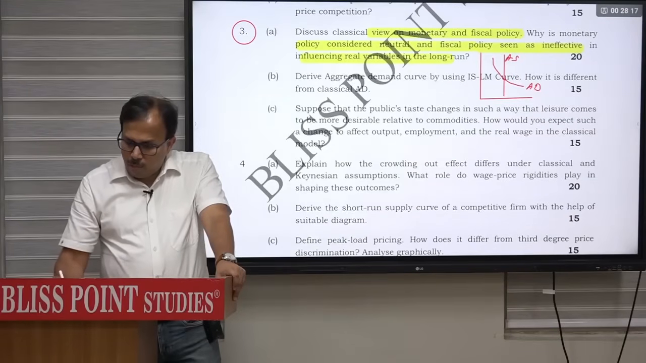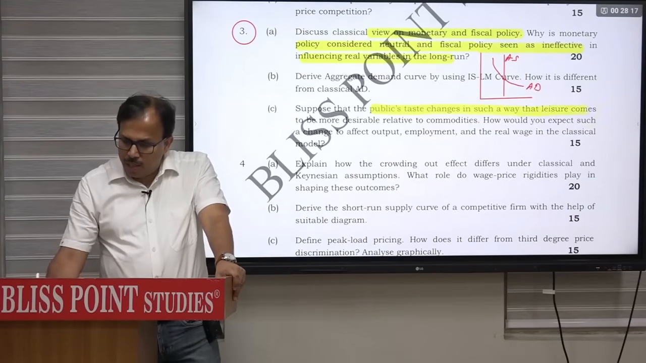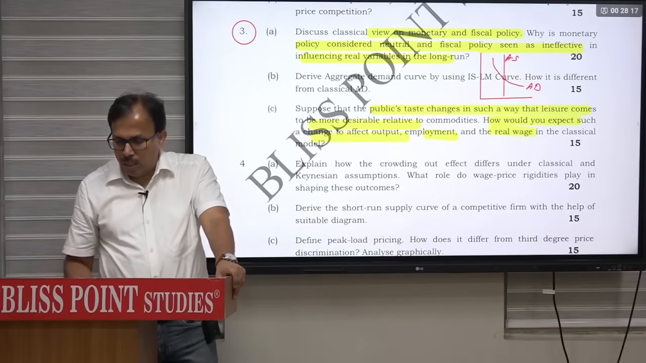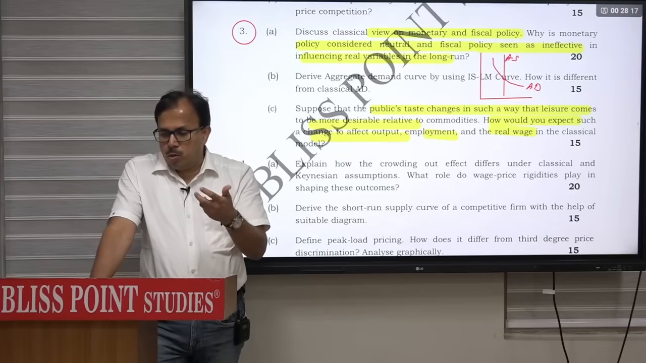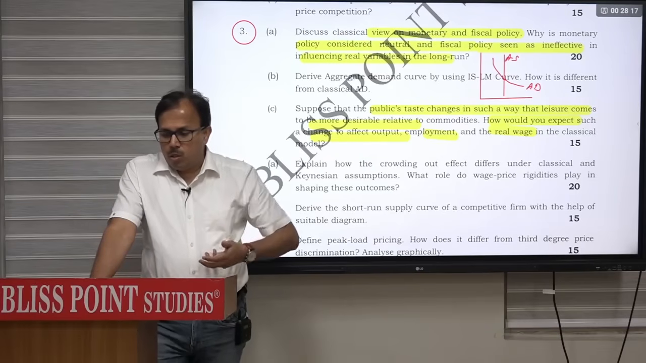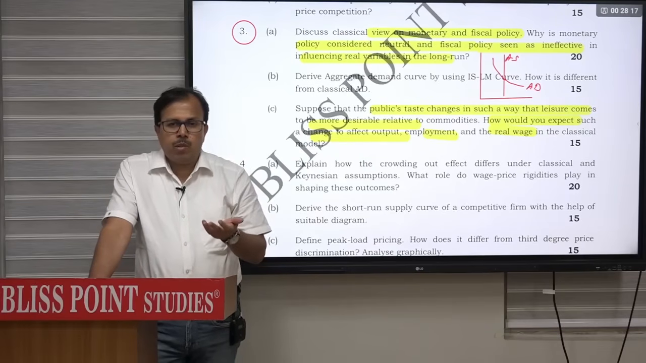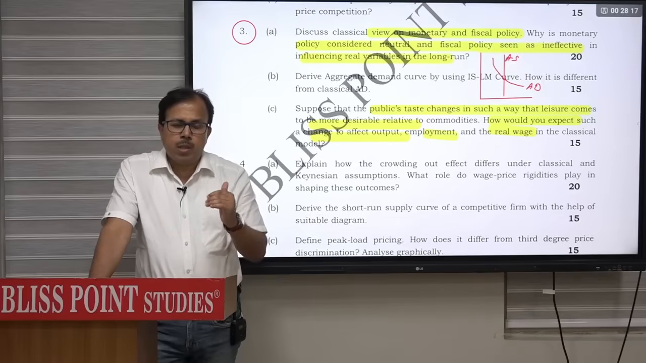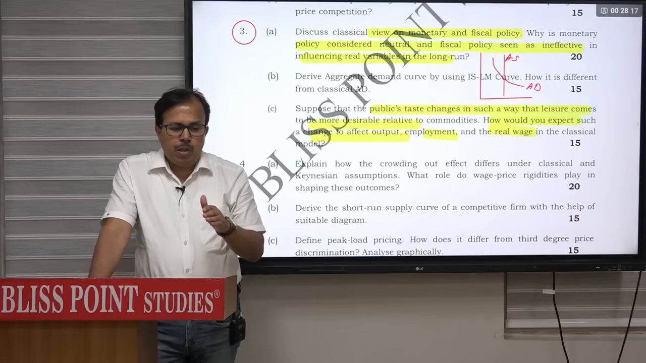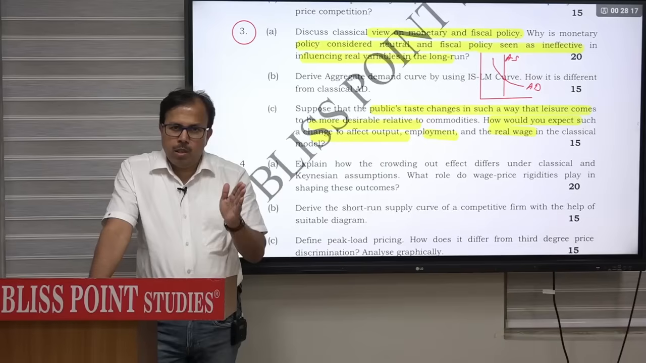Third, see, that question first. Suppose that public taste changes in such a way that leisure becomes more desirable. How would you expect such change to affect output, employment and real wage in the classical model? Leisure becomes more desirable, that means you prefer more of leisure. So naturally worker will work less. Labor supply will shift to the left. Full employment will decrease, and as full employment will decrease, output will also decrease, and aggregate supply will shift to the left.